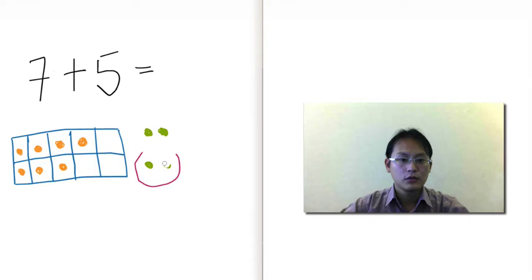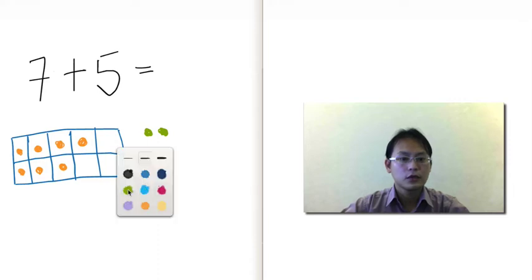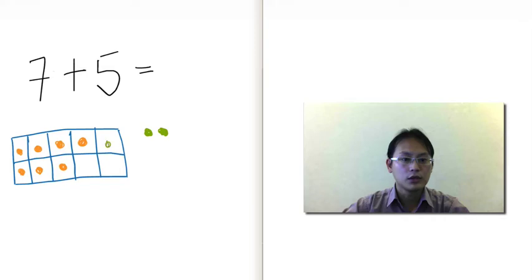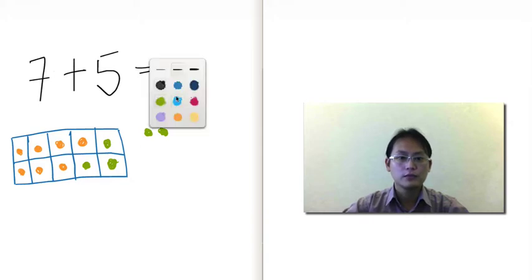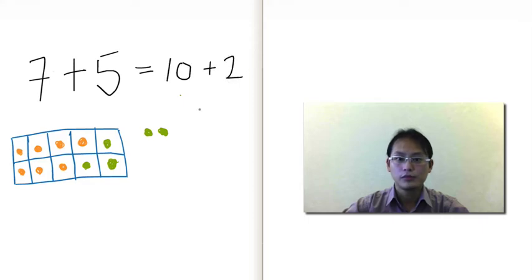Erase the 3 green counters. So the 3 green counters now will come inside here. Effectively it's still 7 plus 5, but now we break the 5 into 3 and 2. After breaking up the 5 into 3 and 2, now we have one group of 10 and one group of 2. So 7 plus 5 is effectively 10 plus 2, which equals 12.